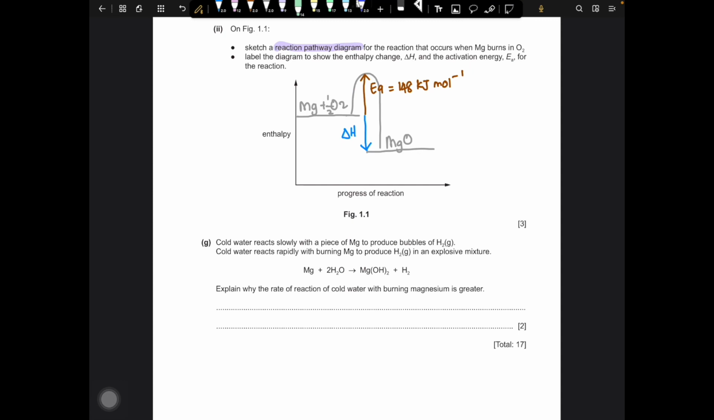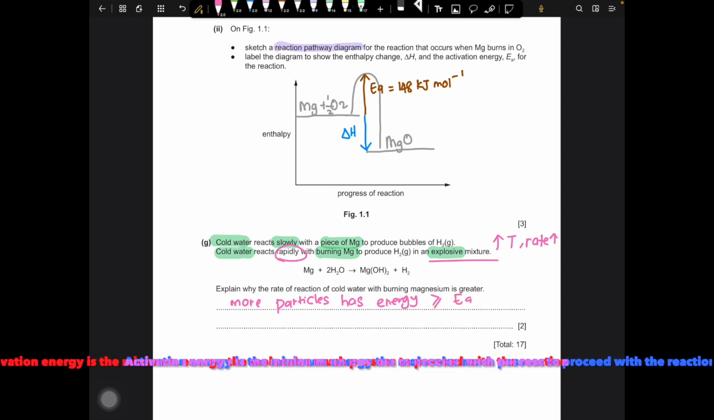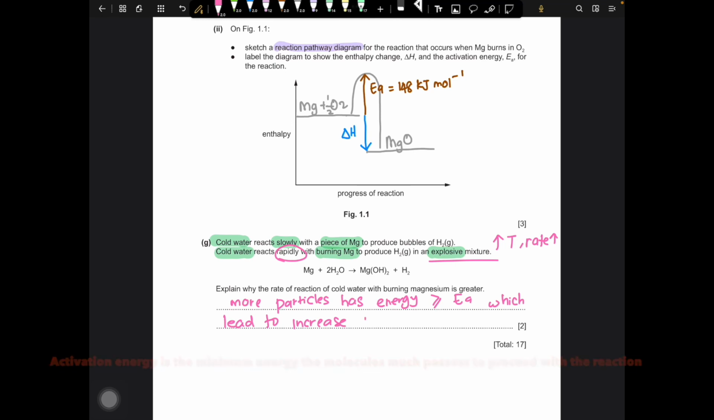Last question for this first question, we have cold water reacting with a piece of magnesium, but it reacts very slowly. However, when cold water reacts with burning magnesium, it will react explosively. We have learned in rate of reaction that when you increase the temperature, the rate of reaction becomes faster. This causes more particles to have a higher energy compared to the activation energy, which is the minimum energy required for the reaction to happen, which then leads to more successful collisions. That's why the rate is faster.